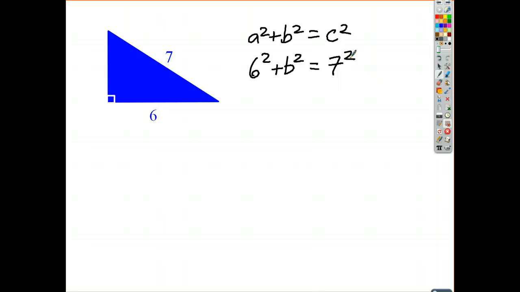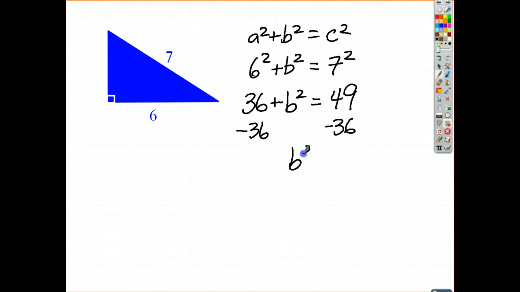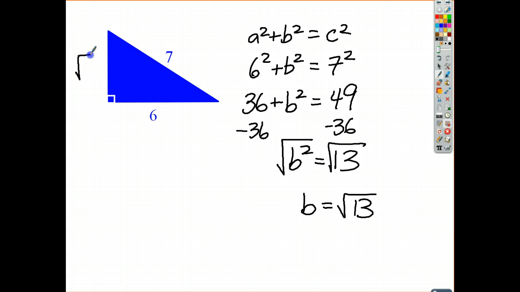We're going to find a missing leg. So let's do 36 plus b squared is equal to 49. Then we subtract 36 from both sides, and I get b squared is equal to 49 minus 36, which is 13. Now I can take the square root of both sides, and I get that b is equal to radical 13. So I can fill in the missing side as the square root of 13.